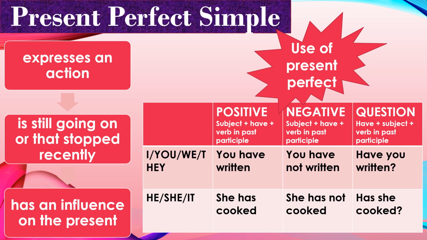4. Finished action that has an influence on the present. For example, she has lost her favorite t-shirt. 5. Action that has taken place once, never several times before the moment of speaking. For example, you have never been in Mexico.